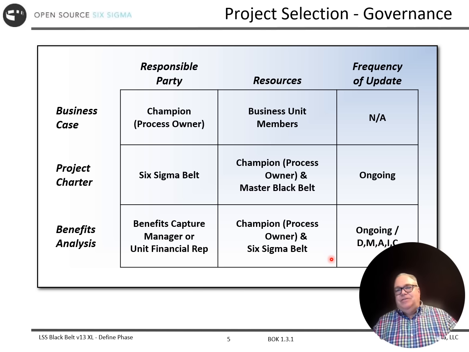The benefits analysis, we're certainly going to confirm it in the measure phase. We'll talk about that more. If the scope changes and things change, we might go back and revisit it. But typically, we take our first guess in define, we validate that in measure, and then we are going to put it into the cash register during control.